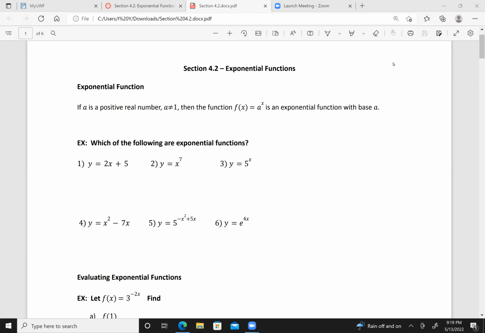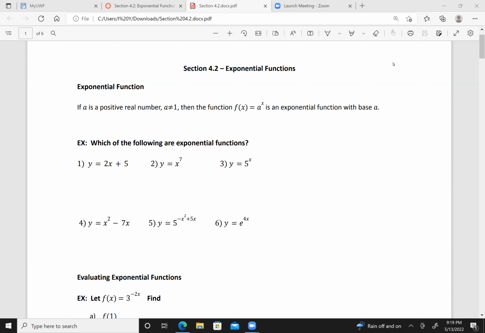Okay, today we're going to look at section 4.2. We're going to talk about exponential functions. An exponential function: if a is a positive real number and a is not equal to 1, then the function f of x equals a to the x is an exponential function with base a.